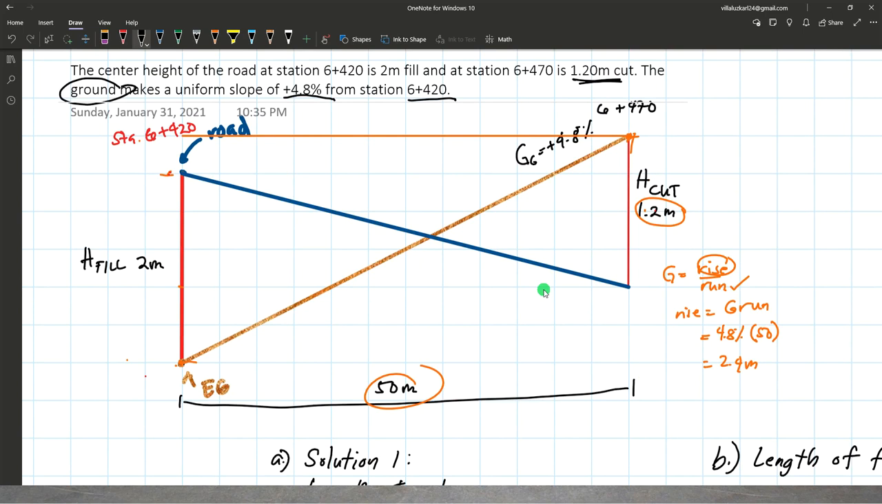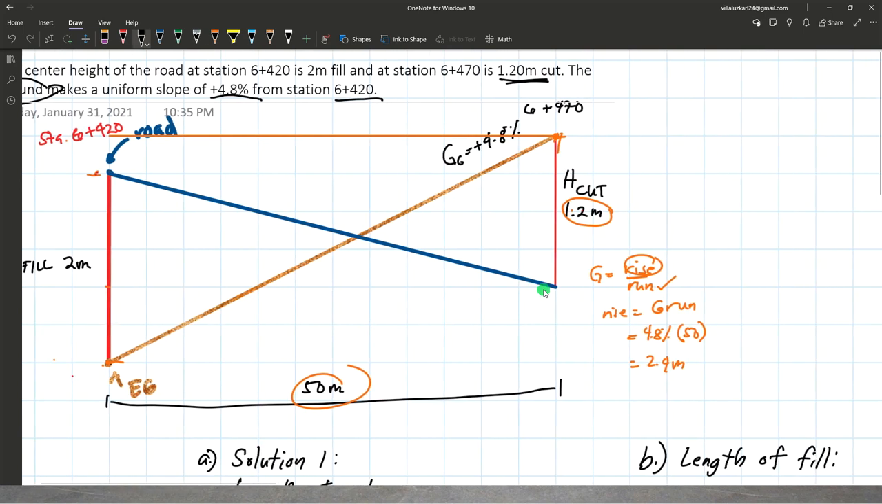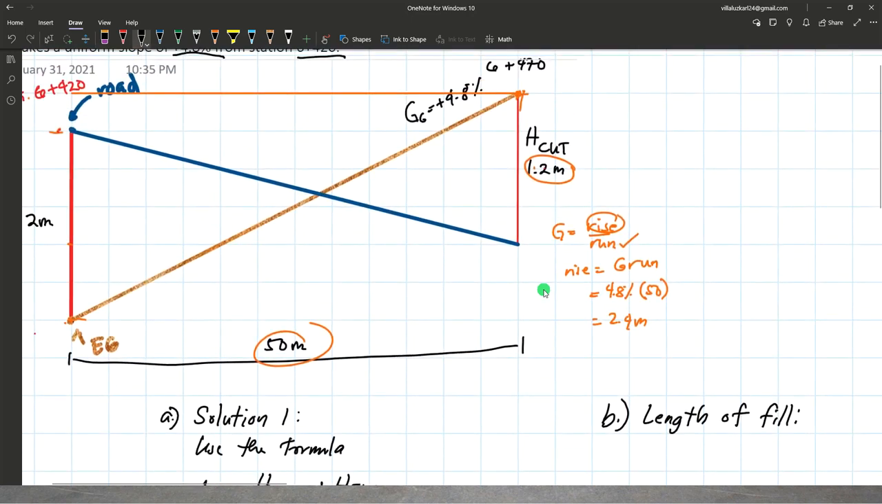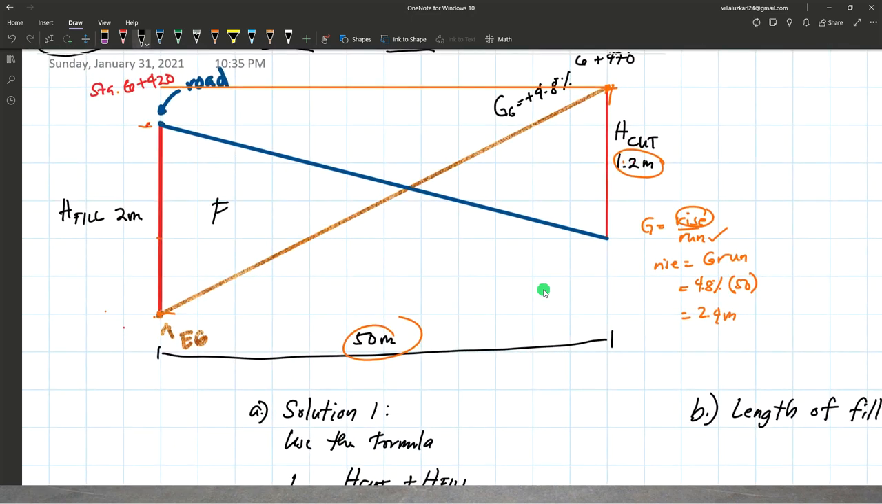So what is required is we need to determine the length of field. If this is your field, what is this horizontal distance here from the station 6 plus 420 to the point where the road and ground meet? So what is this distance?